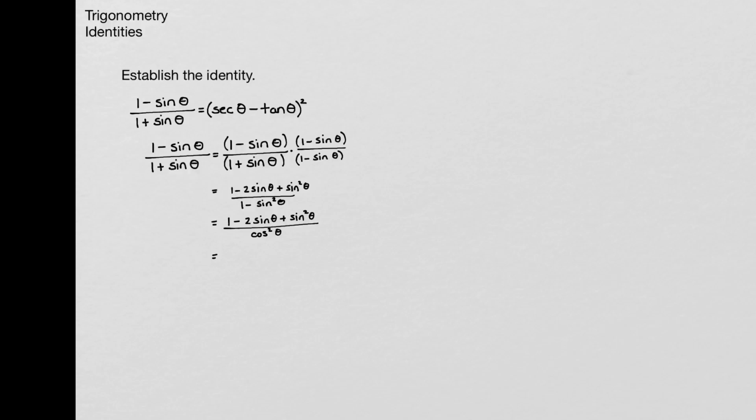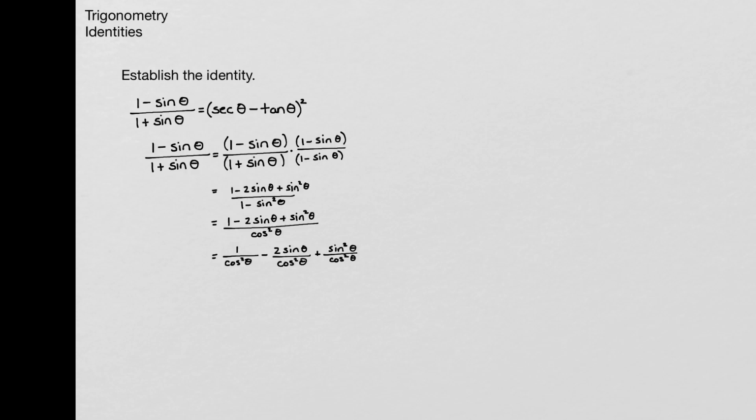Now, at this point, what I'll do is break this up into 3 separate terms. So that gives me 1 over cosine squared theta. And you can see where that's going. That's going to turn into a secant squared theta in the next step. And then we have minus 2 sine theta over cosine squared theta plus sine squared theta over cosine squared theta.